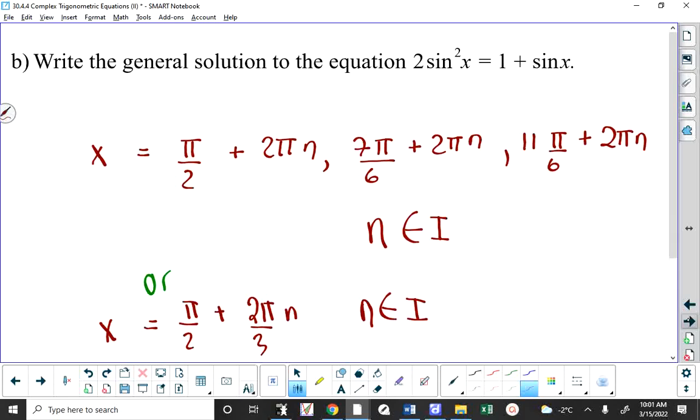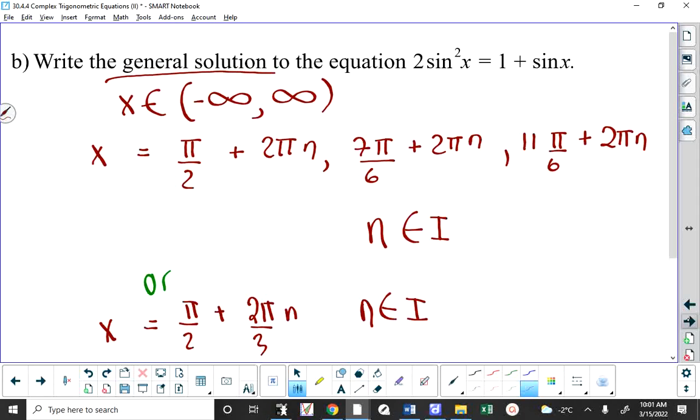For all of them, if you add 2 pi, won't that be outside of the domain? You're asked in this question to write a general solution. By definition, general solution means that.